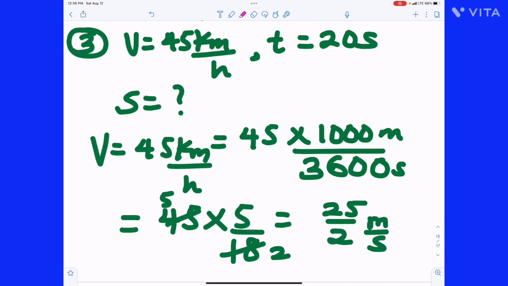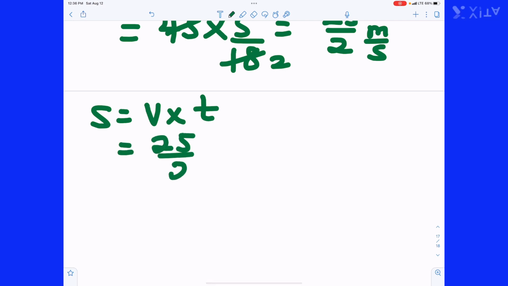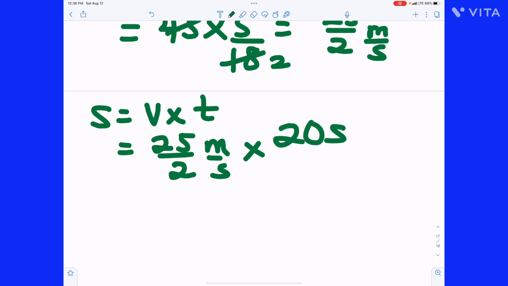So I've changed this speed from kilometers per hour to meters per second, so I can now manipulate it with time, which is in seconds. I know my distance traveled is average velocity times time. So that will be 25/2 meters per second times 20 seconds. This is simple. Seconds will cancel seconds. What do I get?